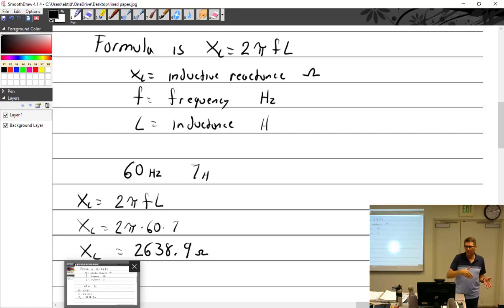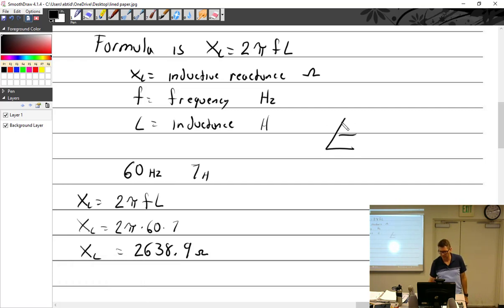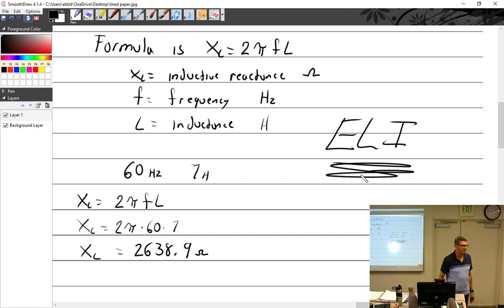So if I increase the frequency, it's going to have more of an effect on the circuit. It's going to delay it more and more. What's it going to delay? What's the outcome here? Delays current. I'll give you a hint. What does Eli say?